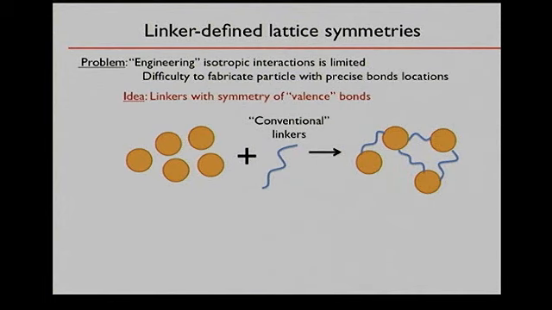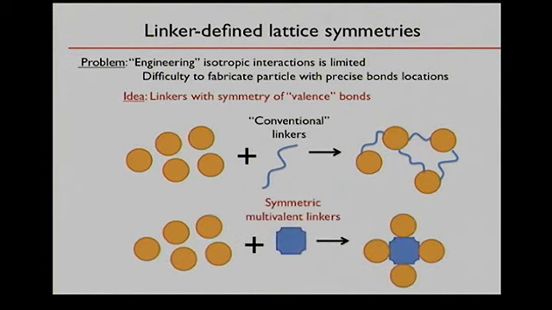So the idea is to use linkers which have some symmetry of valence bond. What does it mean? In all those examples that I showed you before, we took into account some conventional linker, which is basically some kind of chain which is able to connect particles. So what if the linker has some kind of symmetry? In this case, if the linker has some kind of symmetry, and again, it has the right size in comparison with the particle, it can organize particles in some particular clusters. This geometrical effect will promote formation of larger scale structures.